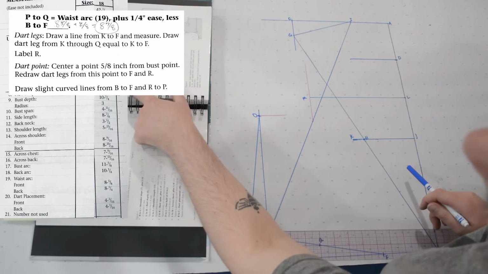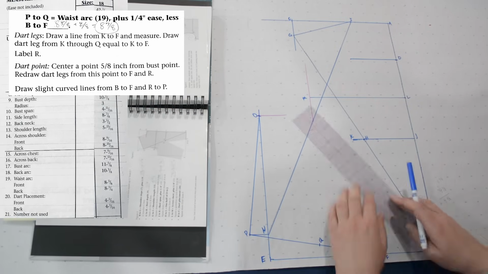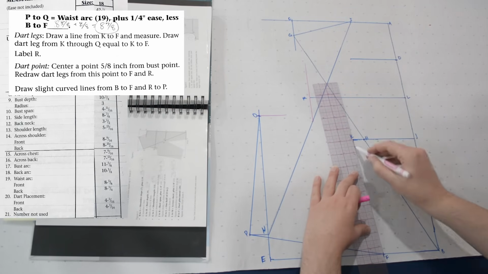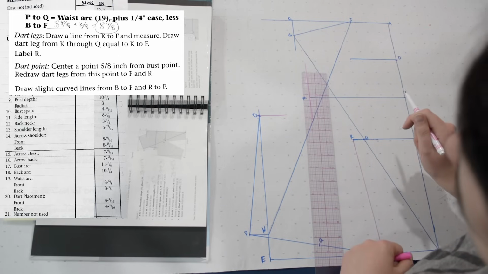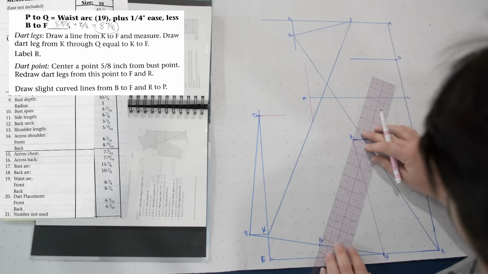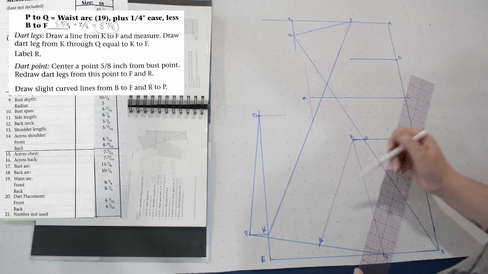P to Q, all right, plus this. Draw a line from K to F. K to F. And let's see. Draw a dart leg from K through Q. K through Q. Okay, so this is our huge dart here.